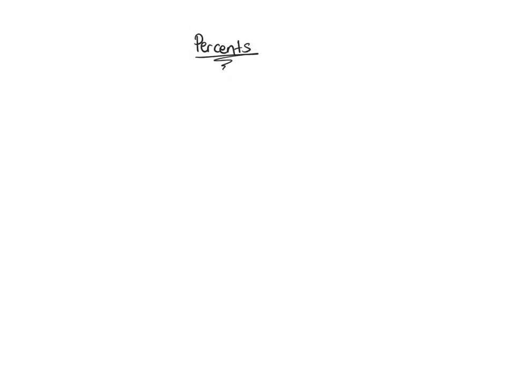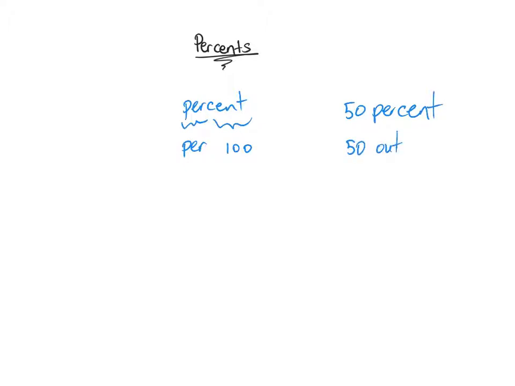Hi, in this video, we'll be introduced to percents and we'll take a look at how percents convert to fractions. Okay, so the word percent is exactly what it sounds like. The per part means, well, per, and the cent part means per 100. Oops, that should have been 100. All right, so when you see the word percent, for example, 50%, that really means 50 out of or per 100.